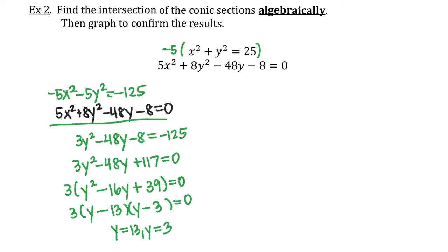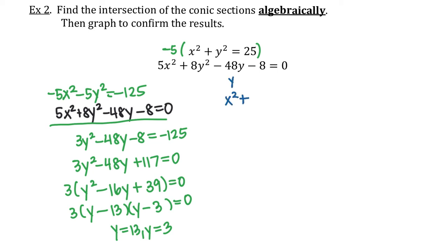I'm going to substitute that back in to find the x's. If you wanted to do substitution, I would solve for x squared. So x squared would equal 25 minus y squared. And then I would make the substitution right here, and I would have to distribute, and I would get the same answer. Okay, now I can plug the y into either of these equations. The first equation looks significantly easier to me, so I'm going to go ahead and plug it into that one.